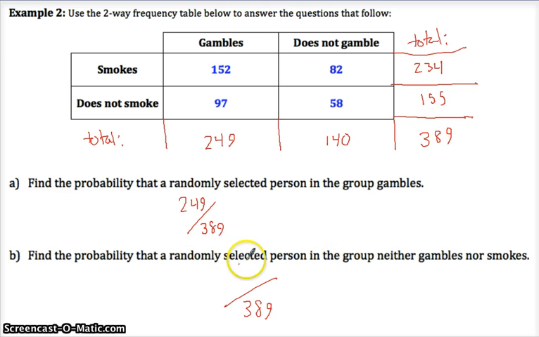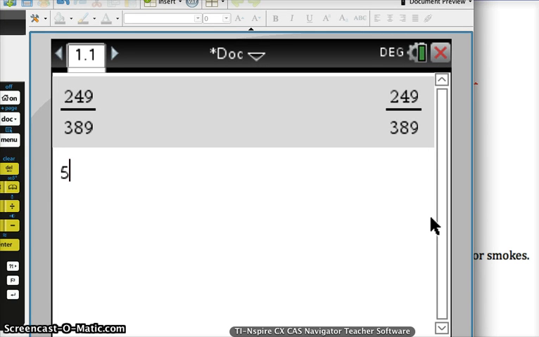If they said randomly selected smoker, then that changes the denominators. But randomly selected, just anybody in the group has to be out of this. Well, it could have been anybody. Neither gambles nor smokes. So does not gamble, does not smoke. That is what this 58 means. 58 out of 389. Does that reduce? 58 out of 389. Does not reduce either.